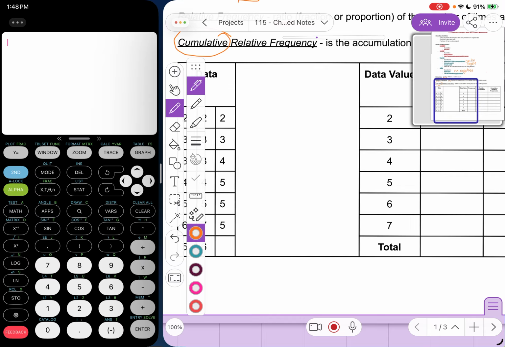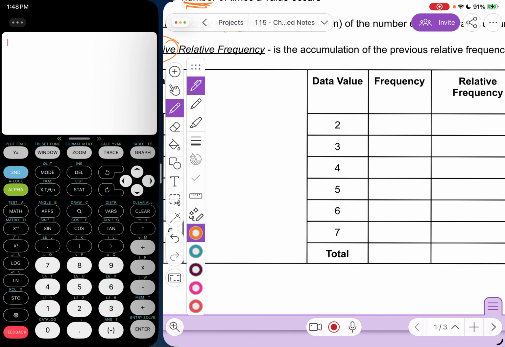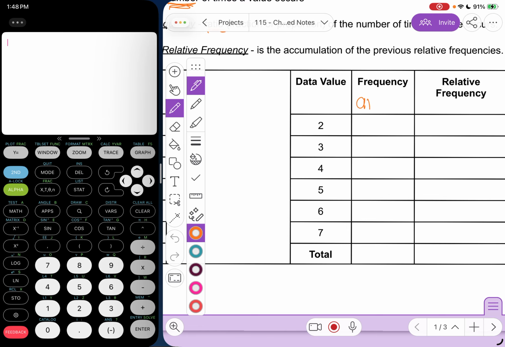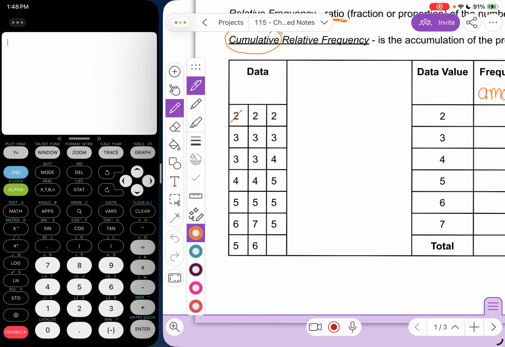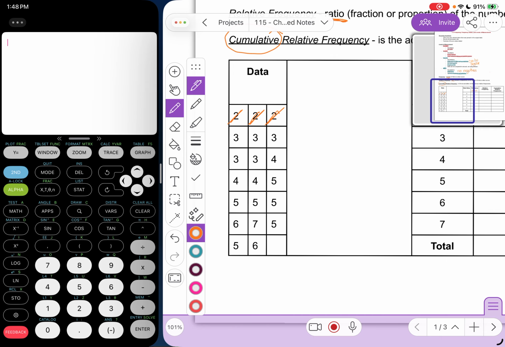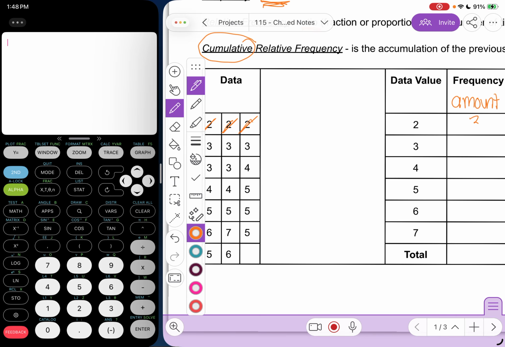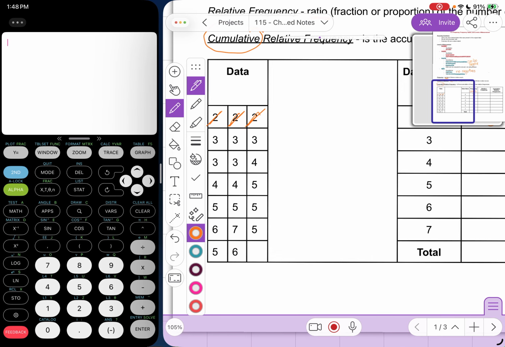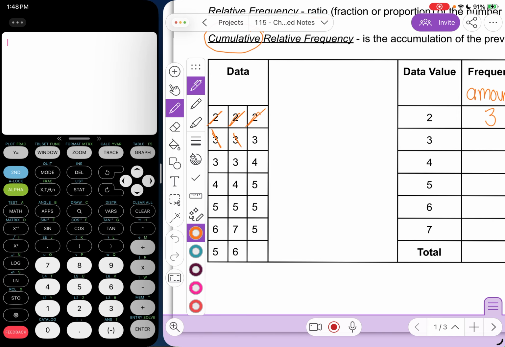And then here we've organized them by data values. So there's 2s, 3s, 4s, 5s, 6s, and 7s. All of those numbers show up in this data. Frequency is the amount of times it shows up. So 2 happens 1, 2, 3 times. So the frequency is 3. 3 shows up 1, 2, 3, 4, 5 times. So the frequency is 5.